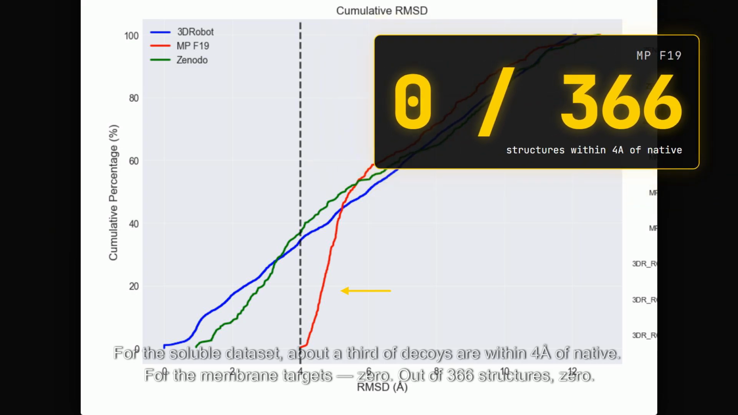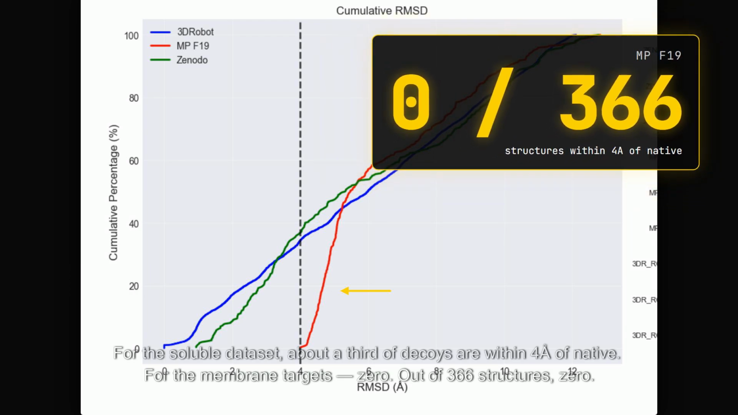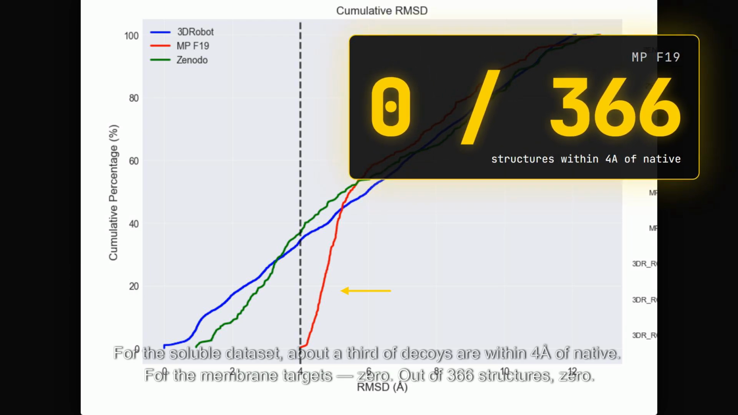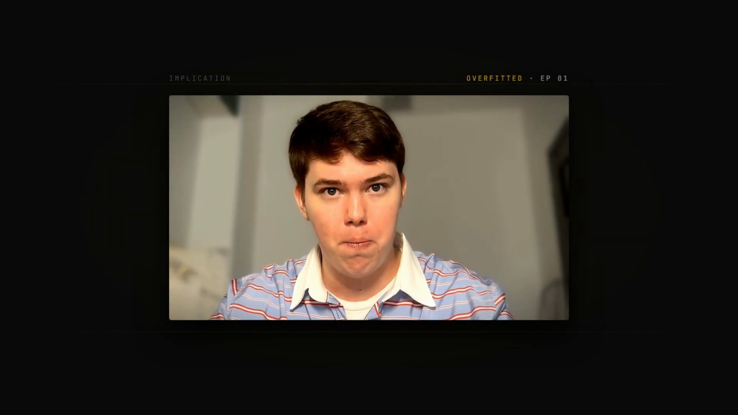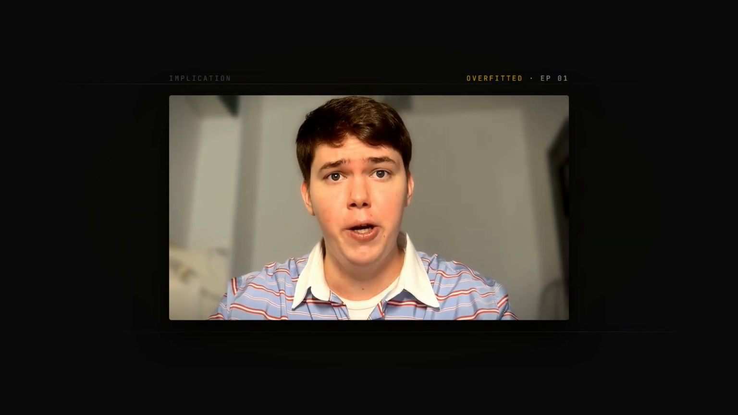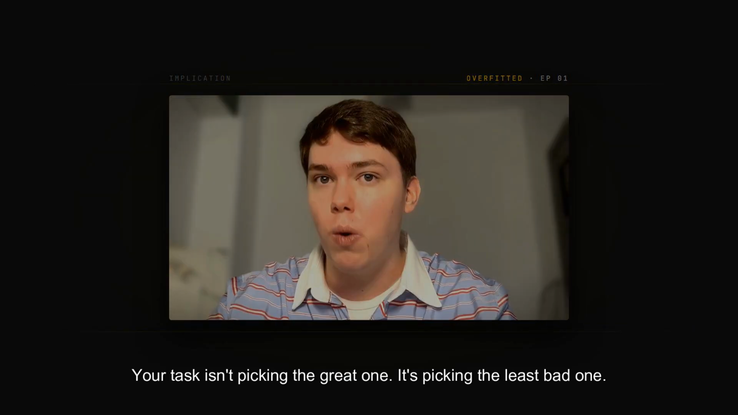That alone is important. It means the standard formulation of this problem, rank decoys by quality, find the near natives ones, literally doesn't apply for membrane proteins on this dataset. The pipeline only gives you mediocre answers. Your task isn't picking the great one, it's picking the least bad one.